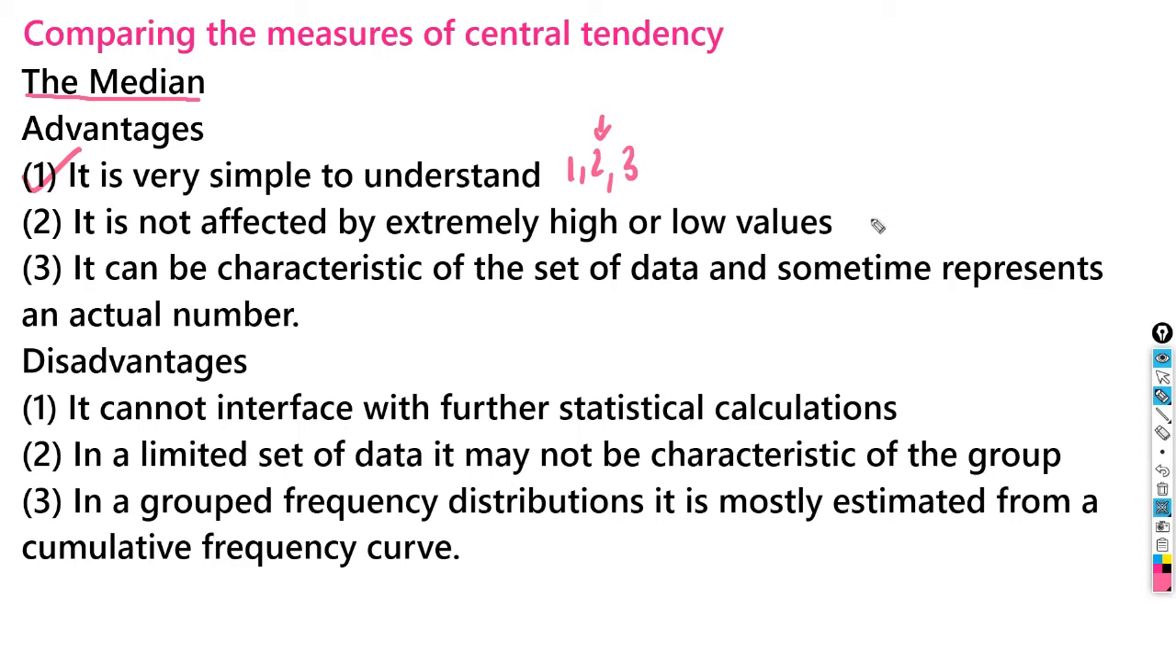So let me give you an example of that. Let's say you have 1, 2, 50, 100, and 1000, or 10,000. Yeah, let's use 10,000. It doesn't really matter that these values are so big because this is the middle value, so that's the median.